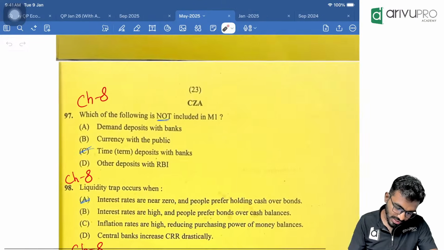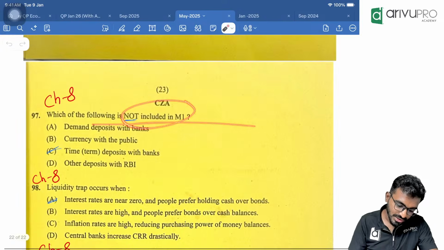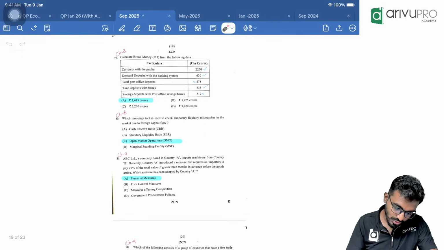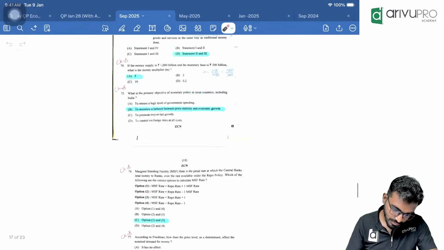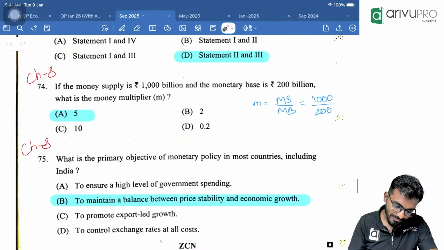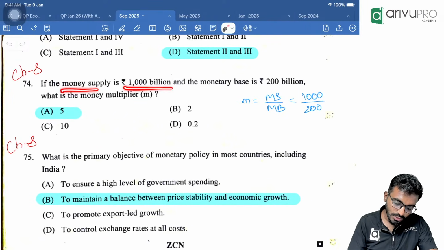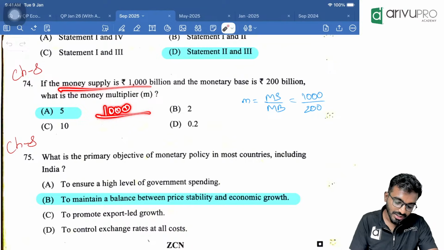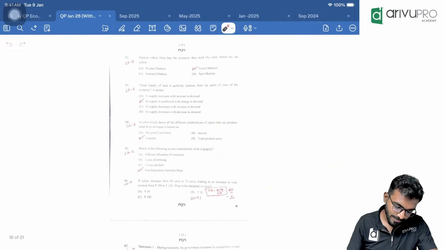Here, M1 calculation. In May 2025, there was no question. See here: if the money supply is 1000 billion and the monetary base is 200 billion, what is the money multiplier? It is MS by MB. Money supply is 1000, monetary base is 200. 1000 by 200, the answer is 5.